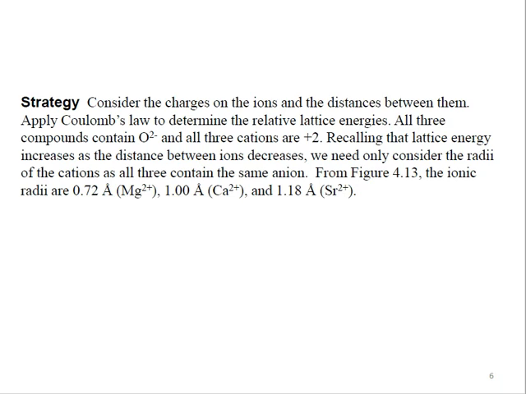So from a chart, you could look these up, and the sizes of these in angstrom, which is 1 × 10⁻¹⁰ meters, are 0.72 angstroms for our magnesium +2 cation, right at 1 angstrom for our calcium +2 cation, and 1.18 angstroms for our strontium +2 cation.